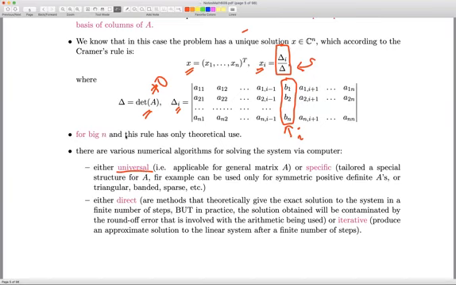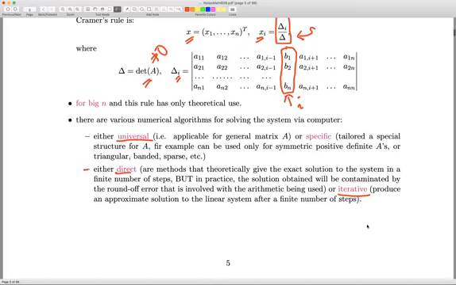Also, the numerical methods for solving linear systems can be classified as direct or iterative methods. These are the other two main groups. What are direct methods? These are methods that in theory give you the exact solution to the system after a finite number of steps. So you have some formulas, and after you perform a finite number of computational steps, at the end you will end up with the exact solution to your problem.